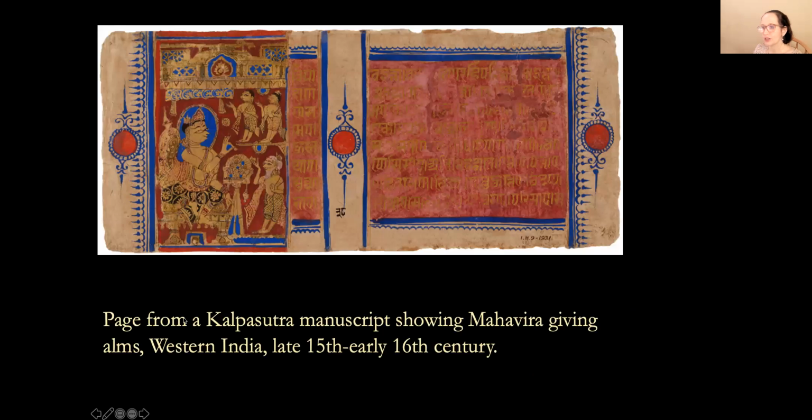And this is a page from the Kalpa Sutra manuscript showing Mahavira giving alms. So here is Mahavira now. Notice how sharp these features are. This is a very particular style of Western India in the 15th, 16th century. And he is distributing alms.